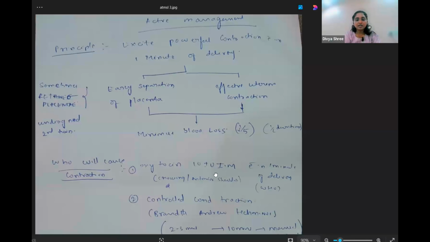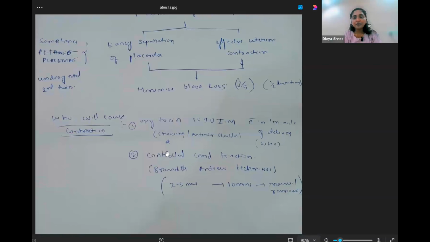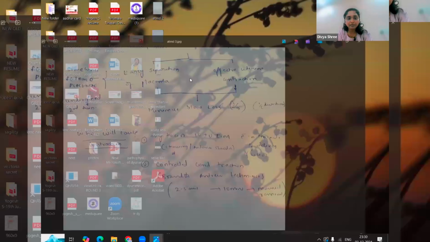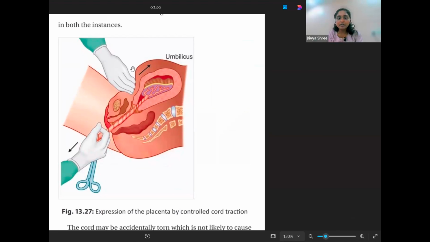What do we do in the Brandt-Andrews technique? One hand, as a fist, you keep just above the pubic symphysis, as the uterus is anteverted. I will show you the picture. In this controlled traction, one hand is kept above the pubic symphysis. As you are seeing here, your uterus will be anteverted and your push will be upwards and backwards, so that the uterus does not come down whenever you are pulling the placenta.